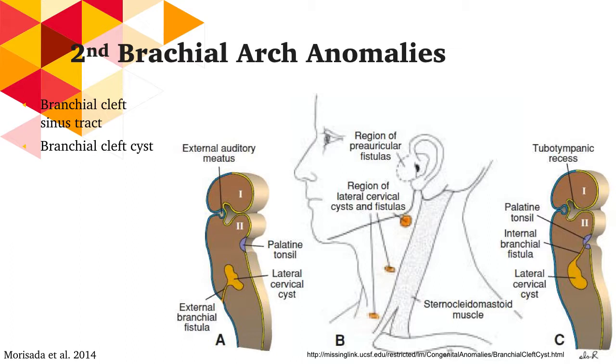So the difference between the cleft and the cyst is obviously a mass underneath the sternocleidomastoid muscle for the cyst, and then the cleft is just an opening in the skin.